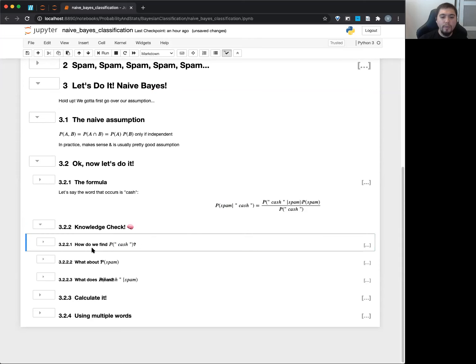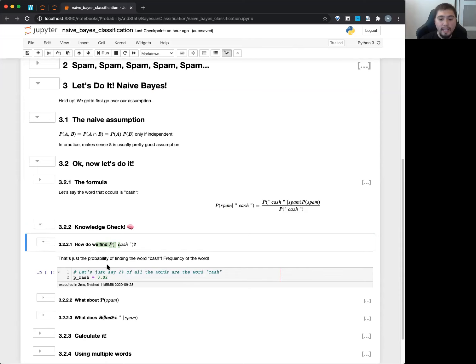So how would we find the probability of it being cache? Or the probability of cache? What would that look like? Go through all the documents and count how many have cache in them. Yeah, so we had to go through all the documents, right? And just basically say, how many times is cache used?